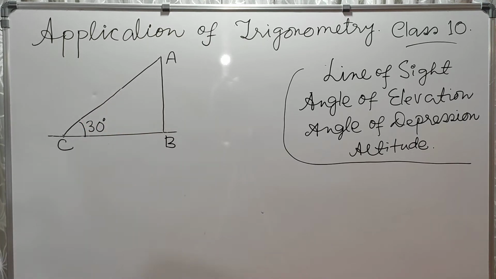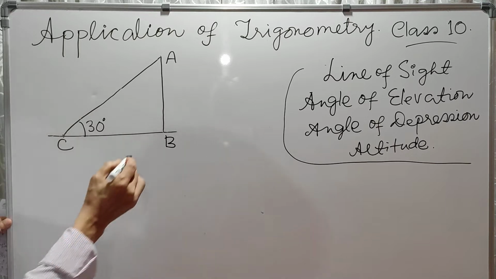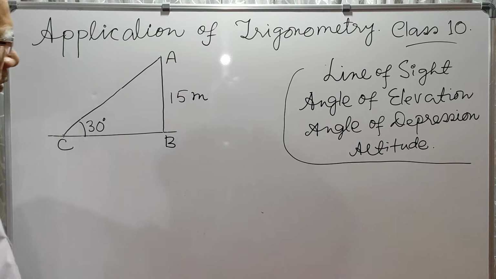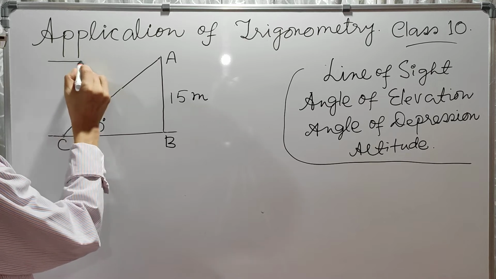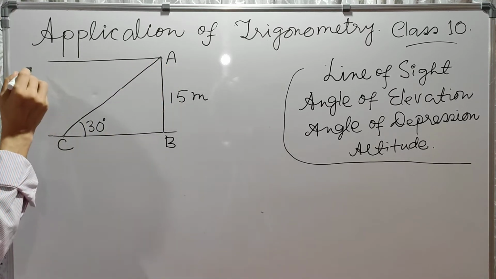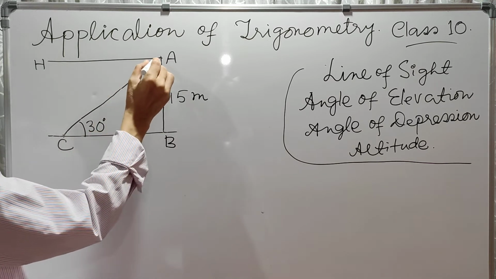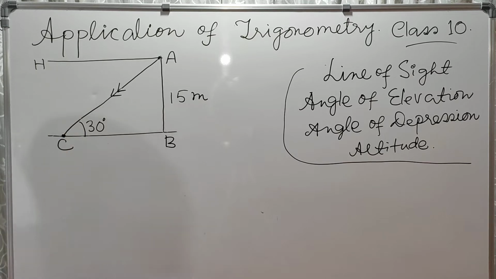Now, in this problem, it is given. Again, suppose this AB is a tower. AB is a tower, and the height is given as 15 meters. Now, this is the position of the observer. This is the horizontal line. Suppose HA is a horizontal line. Now, this is the position of the observer who is looking down at an object placed at C.